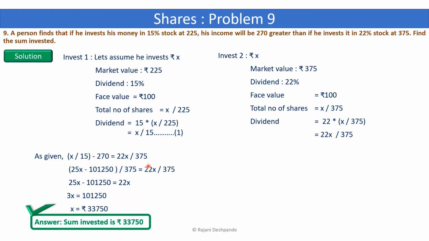Now let us solve this. You will get X is equal to rupees 33,750. So the sum invested is rupees 33,750.